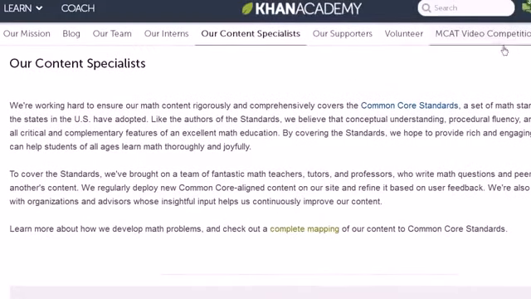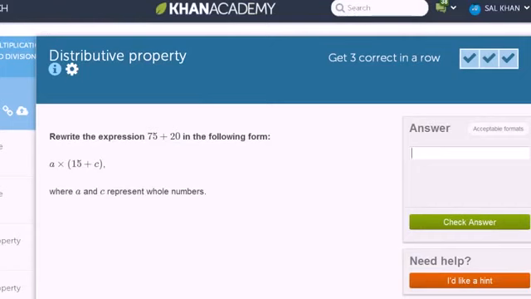To see the type of content that they're creating, it's anything from fairly simple exercises like this. Rewrite the expression 75 plus 20 in the following form. And the whole point of this is to test whether someone really understands the distributive property. And we've built tools and widgets so that we can do free expression entry around it.